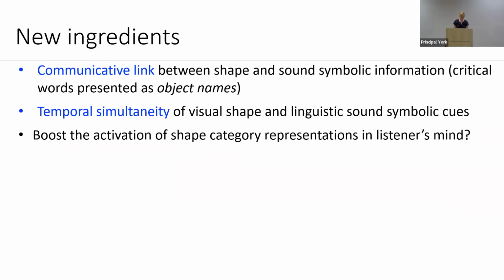So just to sum up so far, we have two new ingredients, one of which is more traditional. We have a communicative link between the shape and the sound symbolic information. So we're going to present the critical words as names of the objects. We have temporal simultaneity in our design, so that the shape and the critical word will be presented at the same time. And we want to see, in this case, can we boost the activation of the shape category in listeners' minds, and therefore detect sound symbolic effects on their categorization responses.